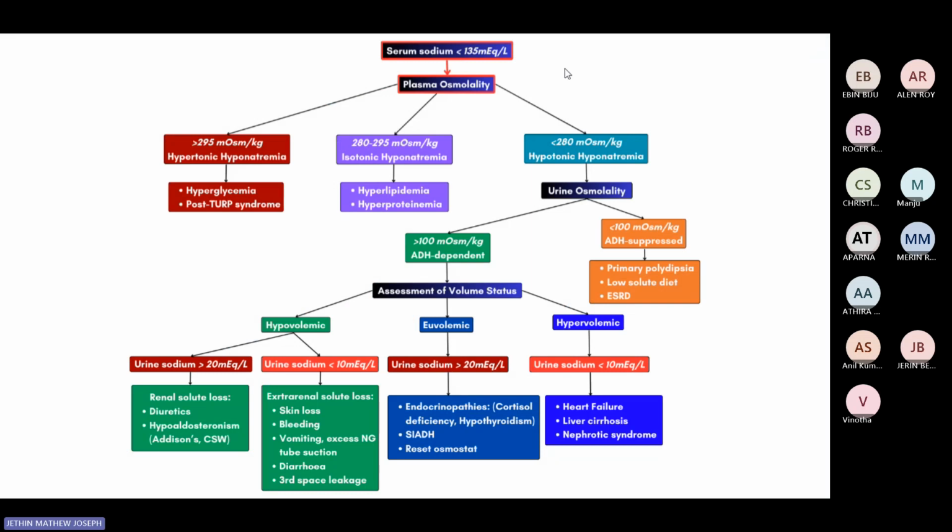So this flowchart is going to be very important in today's class. So we'll be revisiting this flowchart at multiple points. So right now we are at this stage. Serum sodium, you found out that the patient has hyponatremia. Serum sodium is less than 135. So what is the next step? So the next step, as shown in the flowchart, is to measure plasma osmolality.